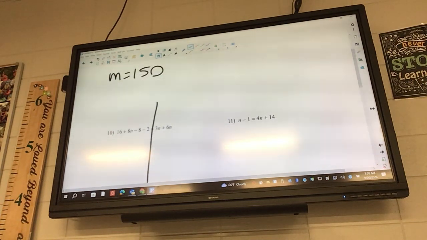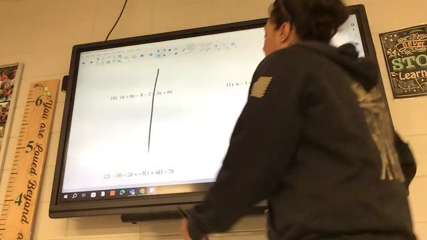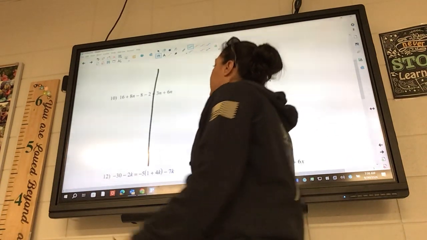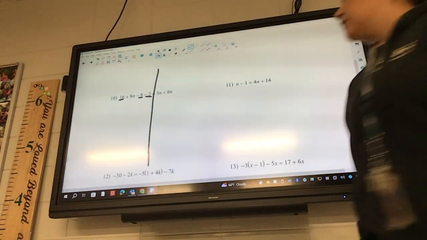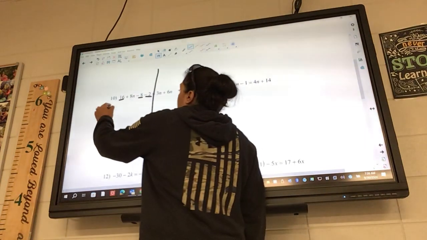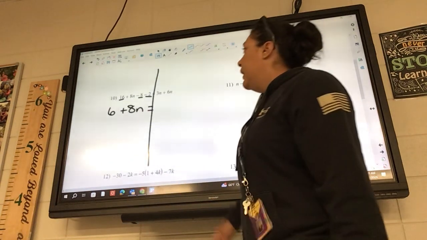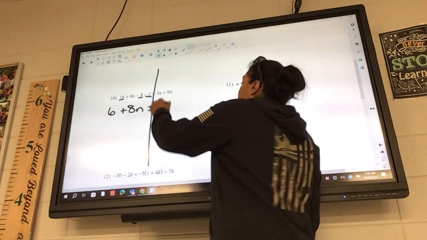Yes, so combine like terms. Right, so if we're looking at the left, who can get combined on the left? Who can get combined on the left side? 8, 2, and 16. So 16 minus 8 minus 2. What is 16 minus 8 minus 2? 6. So you're going to get 6 plus 8n. Okay, and then on this side, we can also combine 3 plus 6. 9. It's going to be 9n.